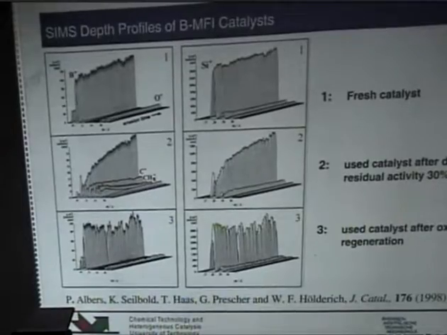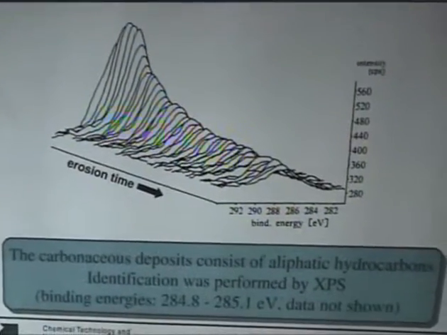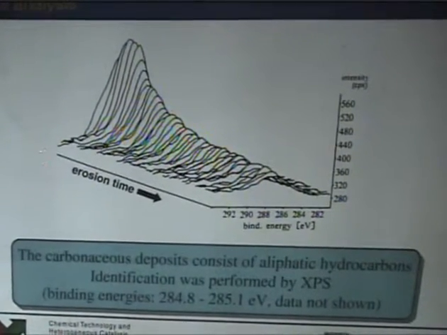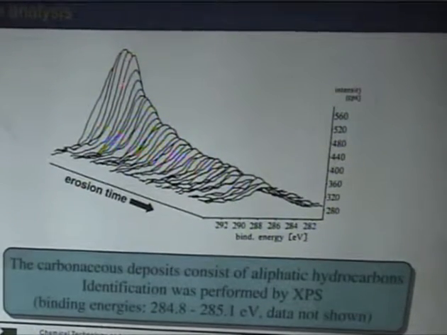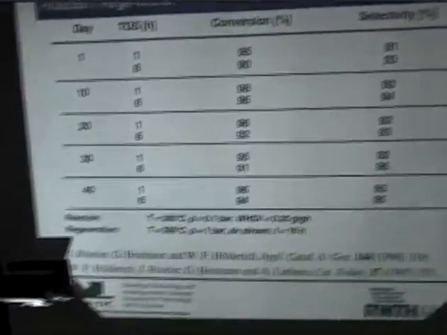After the regeneration, we observed again the same boron content and the same silicon content at the outer surface as in the fresh catalyst. Furthermore, we found by XPS investigation that these carbonaceous deposits consist of aliphatic hydrocarbons, not of aromatic hydrocarbons. That's very important, and you should keep that in mind. And you see here the erosion time, the binding energies, and the hydrocarbon deposits at the outer surface.